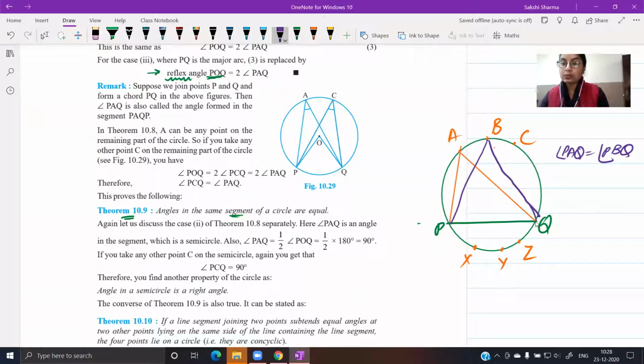And if you have angles on the other side of this chord, then those angles will be equal. If you consider angle PXQ or you consider angle PYQ, maybe PZQ, all these angles will be equal to each other. The ones on the minor arc, their measures will be equal. The ones in the major segment or on the major arc, they will be equal. And this actually can be concluded with the help of the degree measure theorem. If we mark the center of this circle as O, let us just ignore everything else for the time being here.